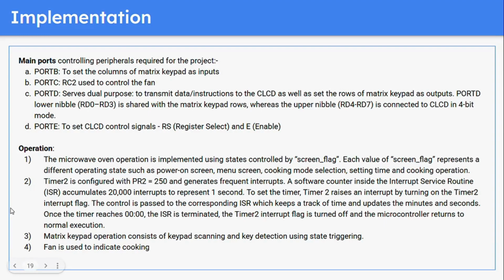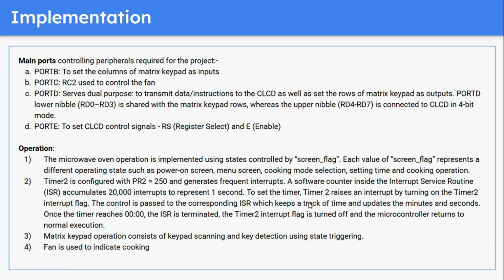Timer 2 is configured with PR2 equal to 250. PR2 is a preset register and it generates frequent interrupts. A software counter inside the interrupt service routine accumulates 20,000 interrupts to represent 1 second.